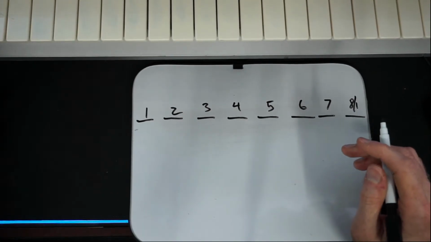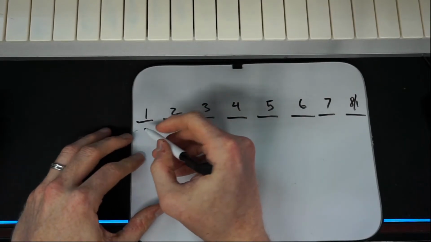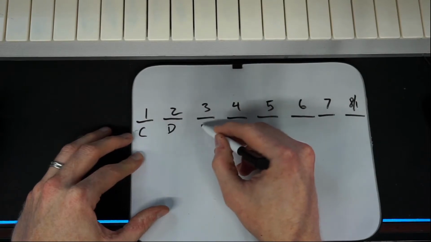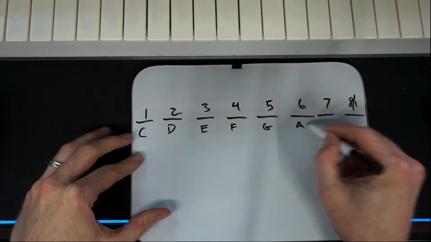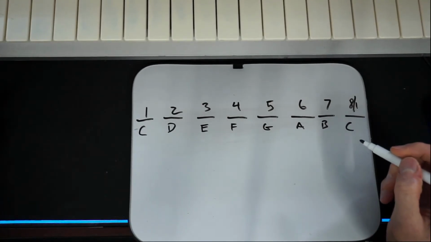Sometimes it might be referred to as an 8. Sometimes it might be referred to as a 1. So again, looking at those, we have the C scale: C, D, E, F, G, A, B, C, just like that. All right, so a couple reminders.